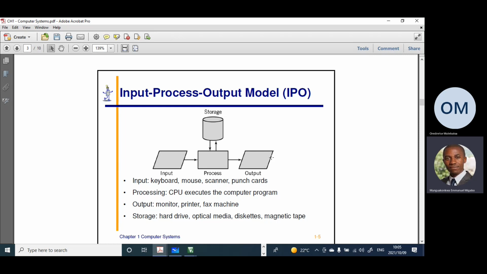But very important, associated with the IPO model, is the storage concept. The storage concept comes in to say processing doesn't go alone. It always goes together with memory.